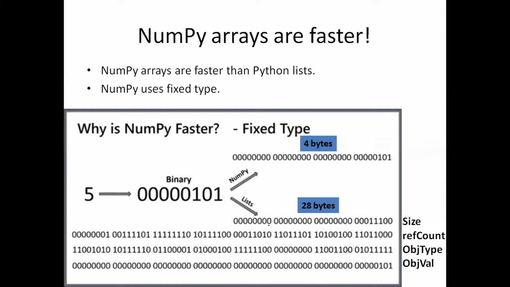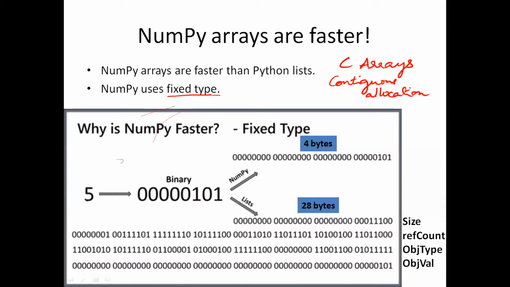So I said NumPy arrays are faster than Python lists. Why is that so? It is essentially because NumPy arrays are implemented as C arrays. And as you know, arrays in C are allocated memory contiguously. It's a contiguous allocation of memory. And NumPy uses a fixed type. That is, the elements must be of the same type.